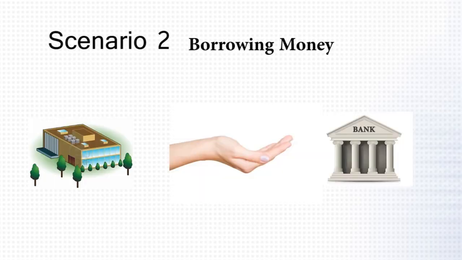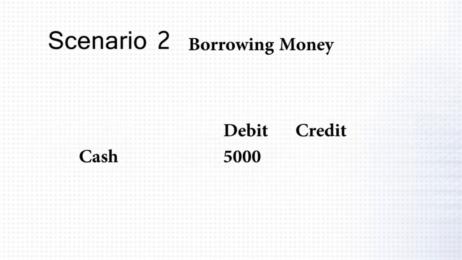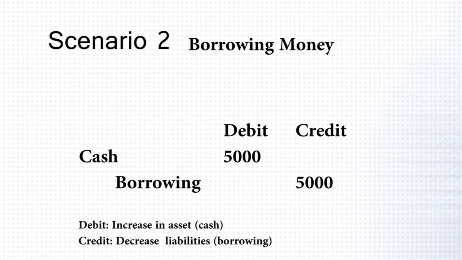Scenario 2. A business goes to the bank for a loan, $5,000. The journal entry will look something like this: cash, $5,000 in debit. Borrowings, $5,000 in credit. As a result, as we just received money from the bank. Credit, increase in liabilities, borrowings, the money we owe back to the bank.